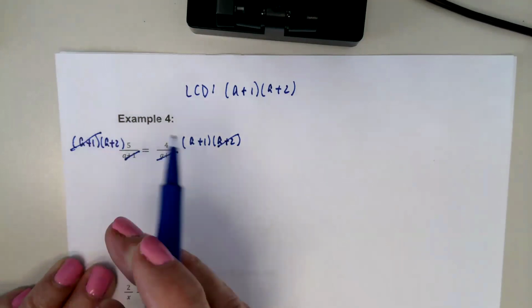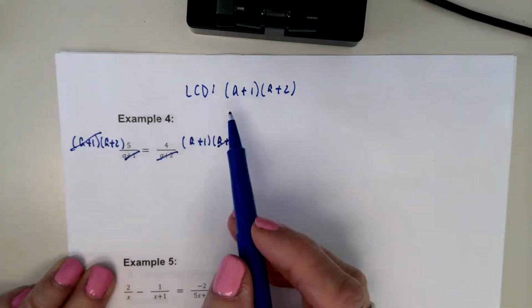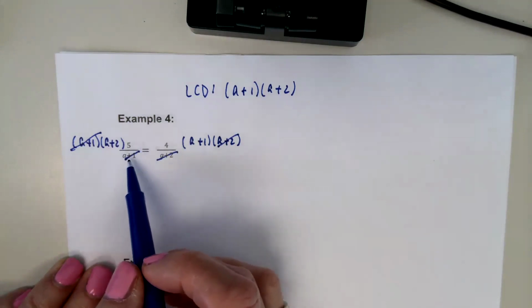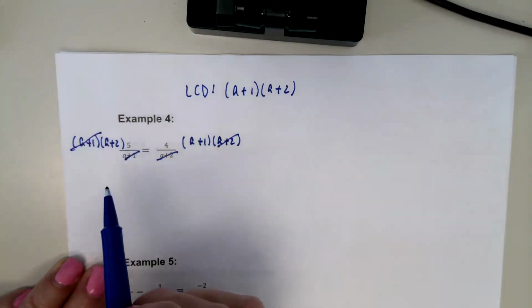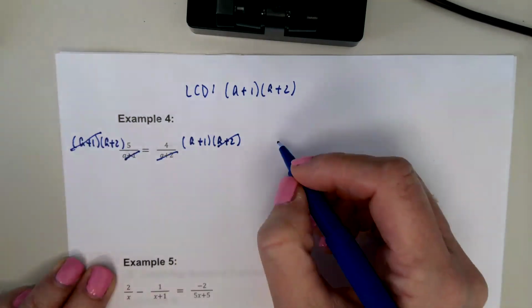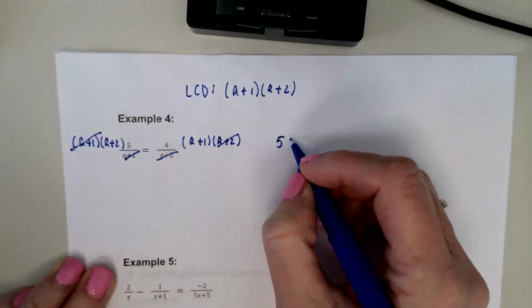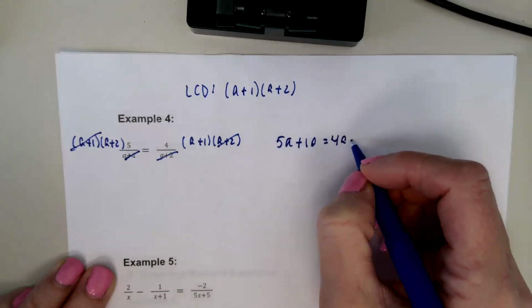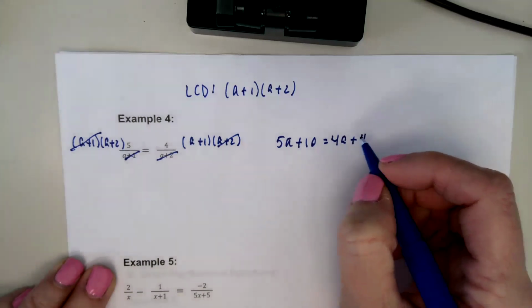So really, we could shorten this by finding the LCD and looking for the factors that are not included in the denominator, and that's what you need to multiply by. It saves you a step of canceling out. So this simplifies to 5a plus 10 equals 4a plus 4.